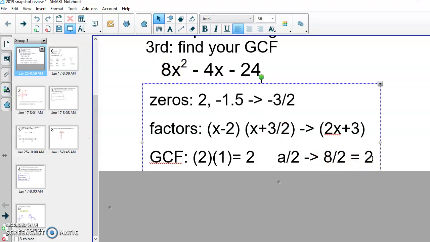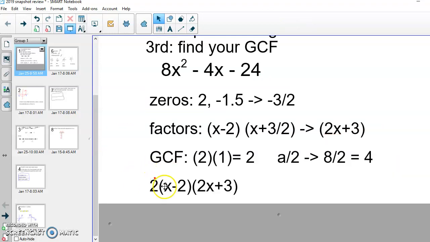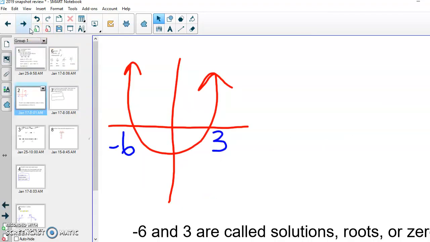Oh my goodness. It should not be 2. It should be 4. Sorry about that. So my GCF is actually 4. So my final problem has to look like this. There are 3 parts to this problem. Okay? All right, let's take a look at the next thing.